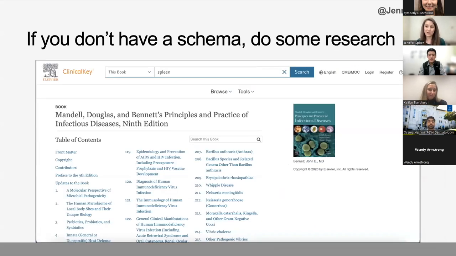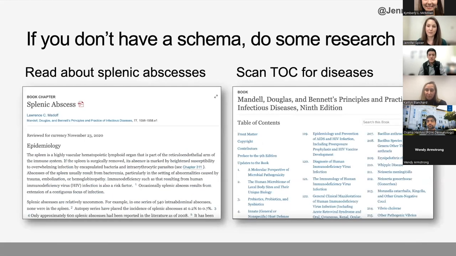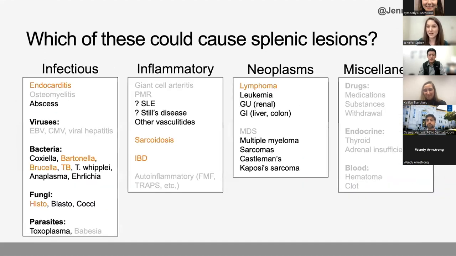So then I went to our infectious disease textbook. You can type in search terms. And this, again, just helps me keep my differential broad. I flipped through some different pages. I read about splenic abscesses to see what are the most common etiologies and scanned the table of contents to think, are there any illnesses that I don't typically see and maybe don't think about? And then came back to this schema.